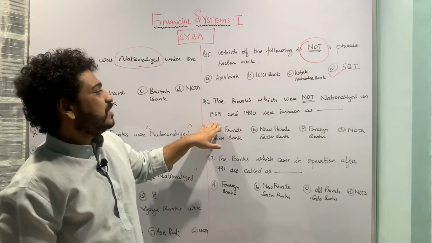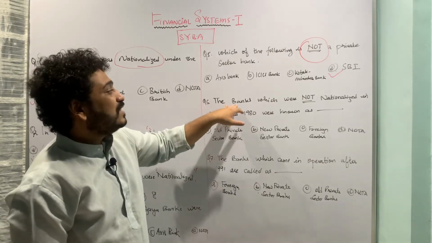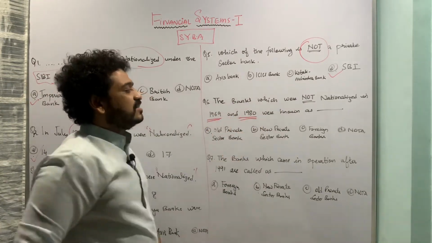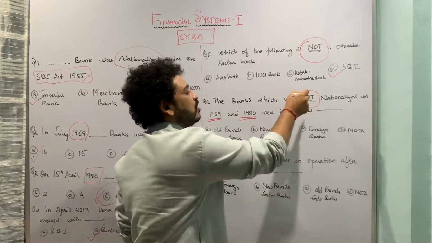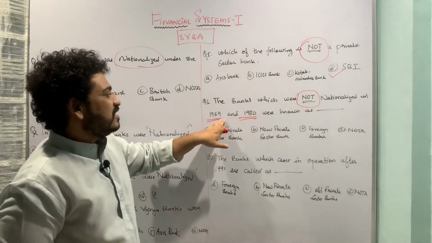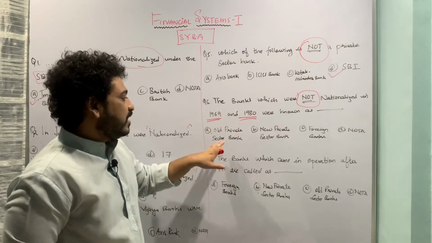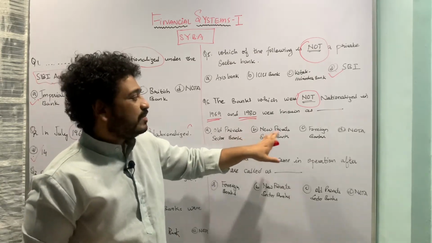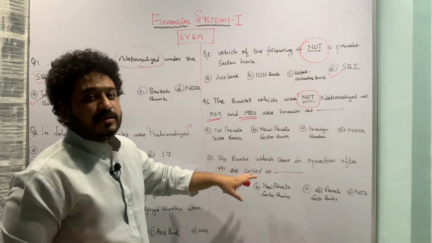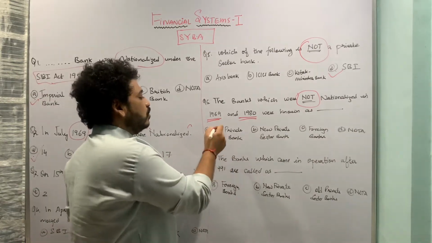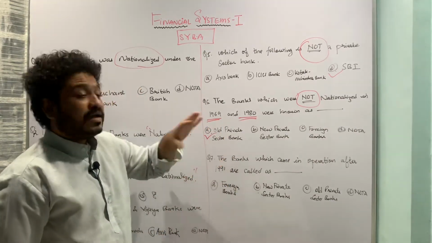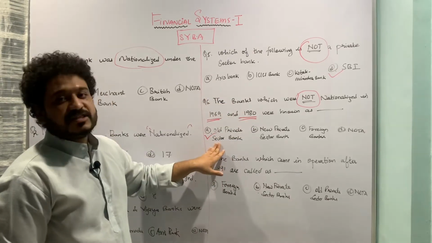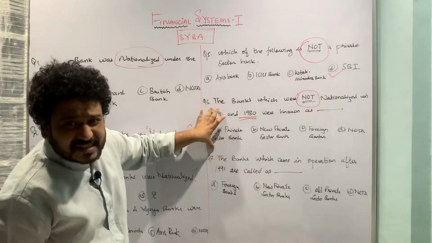Let us now move to the next MCQ, which is again a 'not' sort of a question. The banks which were not nationalized in 1969 and 1980s were known as what? A, old private sector banks or old generation private sector banks, B, new private sector banks or new generation private sector banks, C, foreign banks, and D, none of the above. So here the correct answer is A, old generation private sector banks or old private sector banks. So those banks which were not nationalized in 69 and 1980s are called old generation private sector banks. So I hope the idea of this MCQ is pretty much clear.